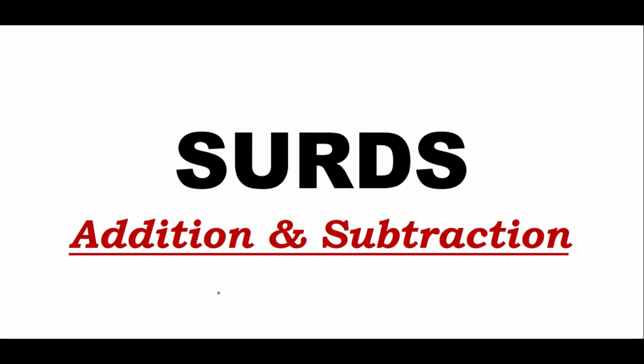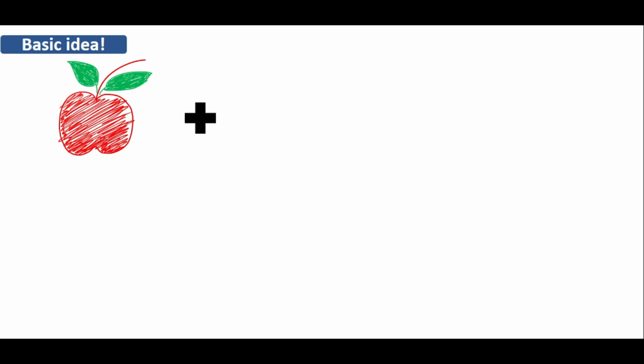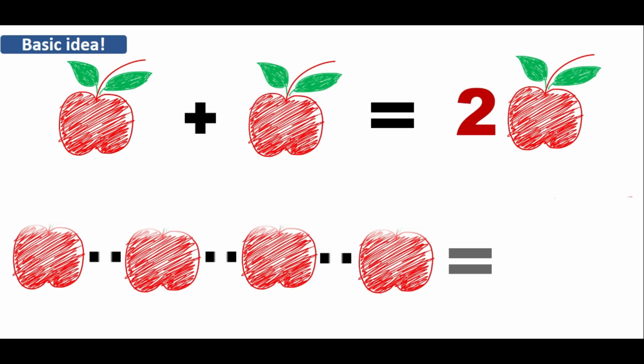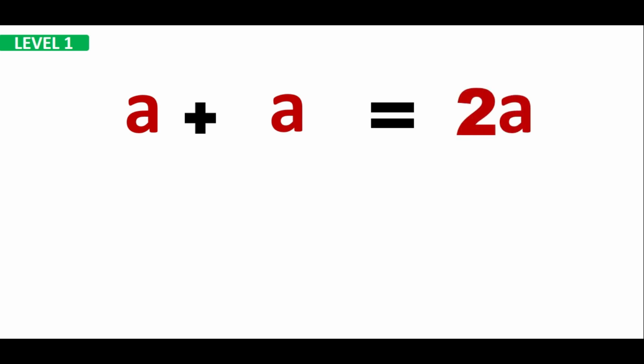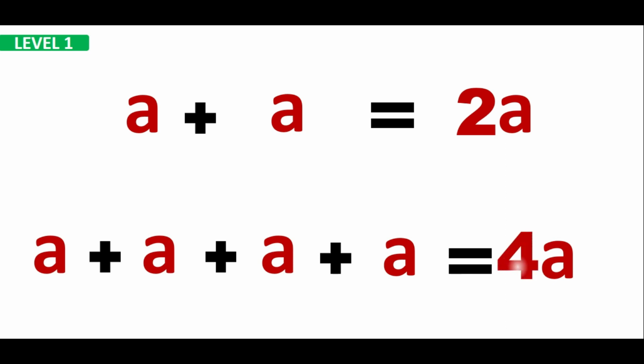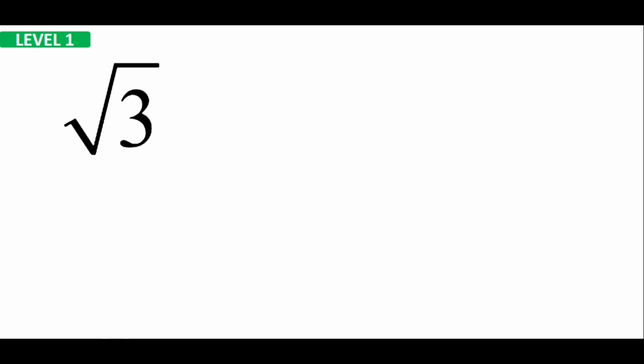Today the topic is on addition and subtraction of surds. Let's look at some basic ideas. If you have 2 apples and you have 4, you just say it's 4 times 1 apple, or 4 apples. Similarly, A plus A is going to be 2A. And if it's A plus A plus A plus A, it's going to be 4A. This is how you deal with variables, and this is exactly how we are going to deal with surds.